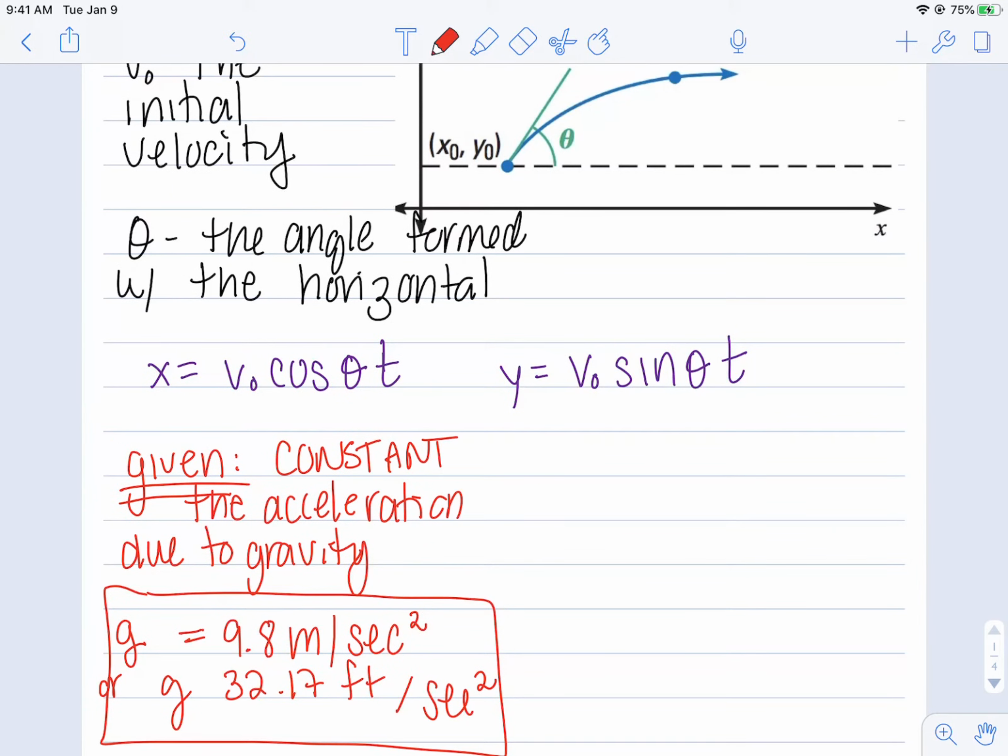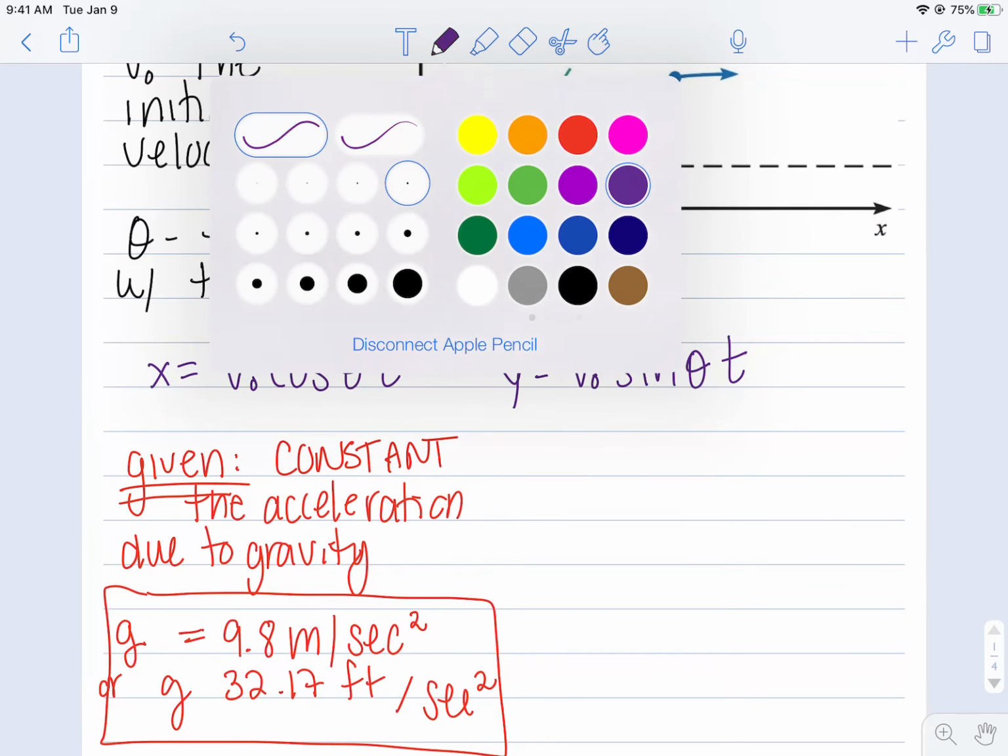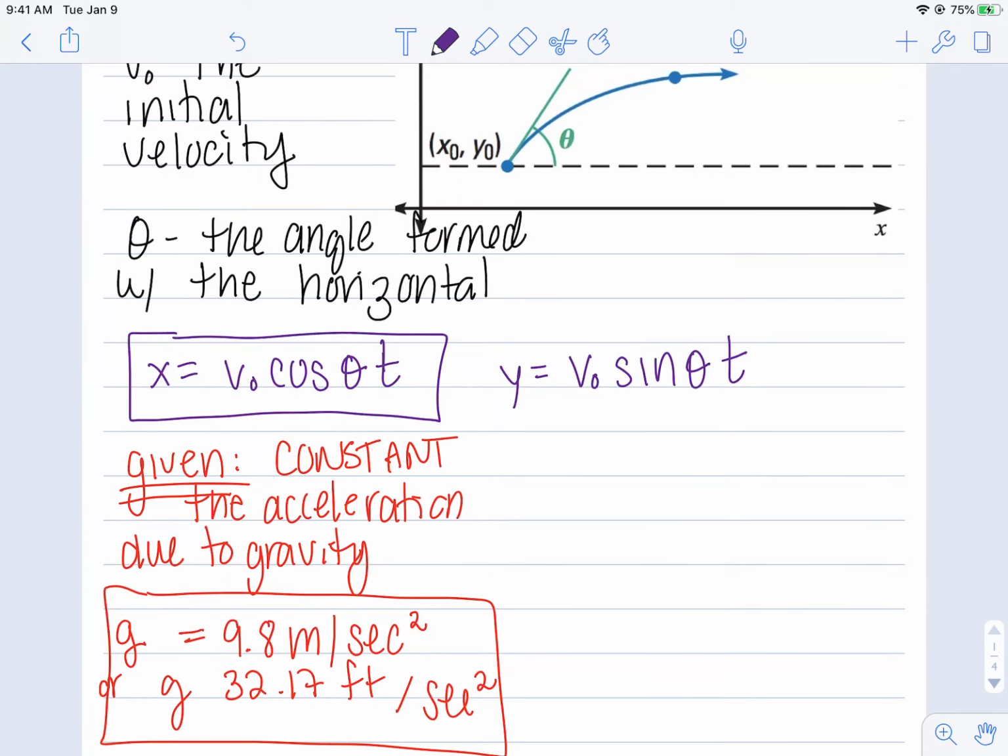All right, so back to our formula for a parametric equation that models projectile motion. We have x equals v cosine theta times t. And then y equals v naught, or initial velocity, times sine of the given angle times t. But we have to add, and that's what makes it a parabola, the constant of gravity times t squared over 2.